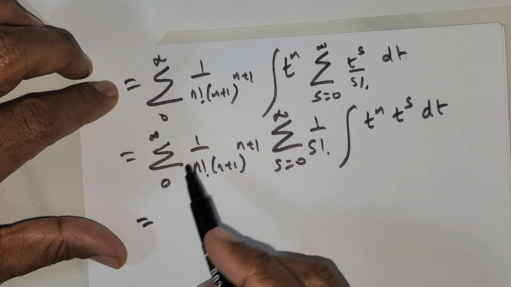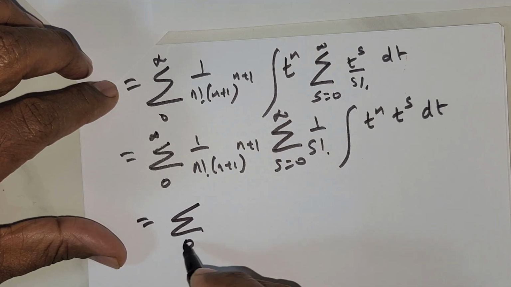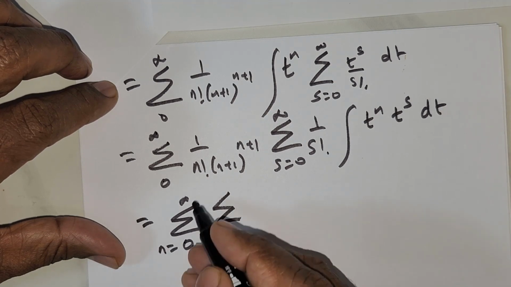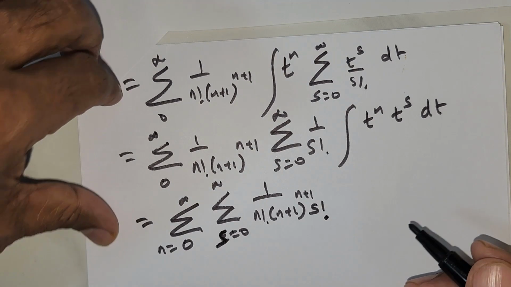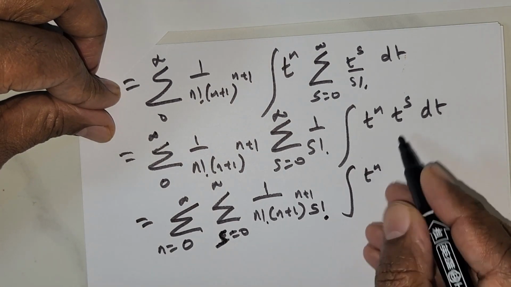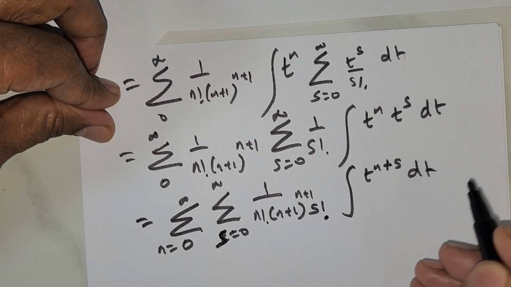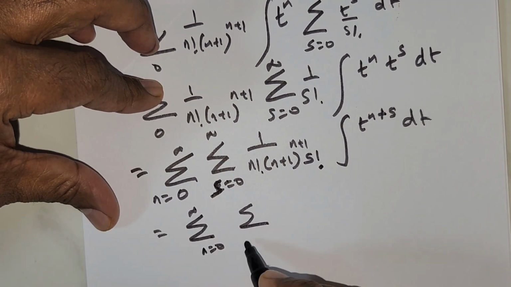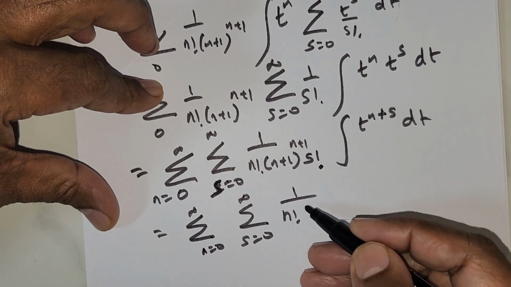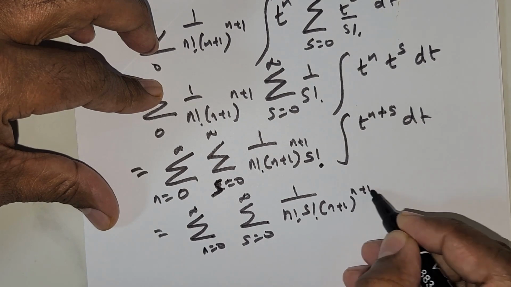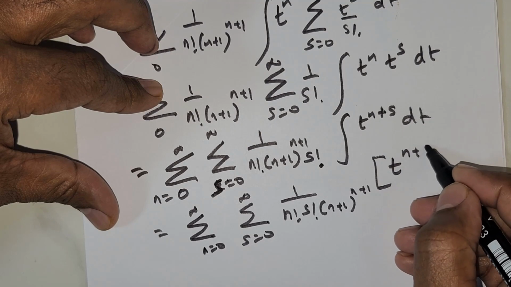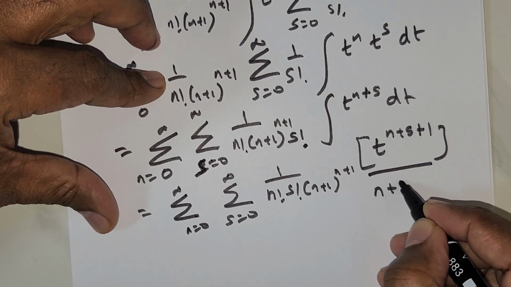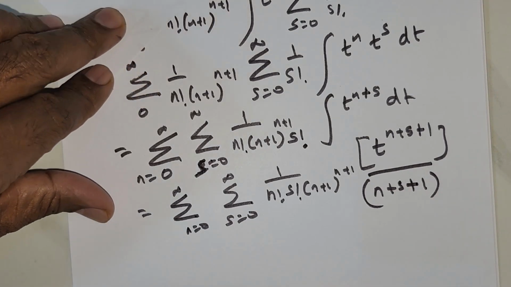Now I'm going to club these two sigmas together, so I'm going to write it as sigma n is equal to 0 to infinity for the first quantity followed by the next sigma, s is equal to 0 to infinity, with s factorial there, times integral t raised to the power of n and s, so I can add them like that, into dt. Now this can be rewritten as n is equal to 0 to infinity and then s is equal to 0 to infinity of 1 over n factorial times s factorial times (n+1) raised to the power of n+1. If you were to integrate this, it is going to give you t raised to the power of n+s+1, divided by n+s+1. This is what we will get.